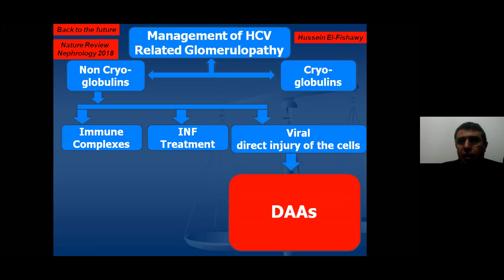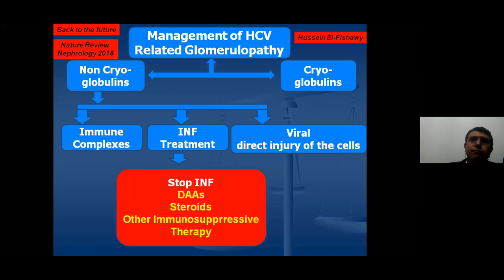It is very important, histopathologically and in the pathogenesis, to know what we are treating. Not every case coming with GN will get immunosuppressive therapy. In cases of non-cryoglobulin GN due to viral disease, just DAAs. If it is due to interferon treatment, number one, stop interferon; mostly the case will respond. If there is no response, you should treat the virus if it is still active.